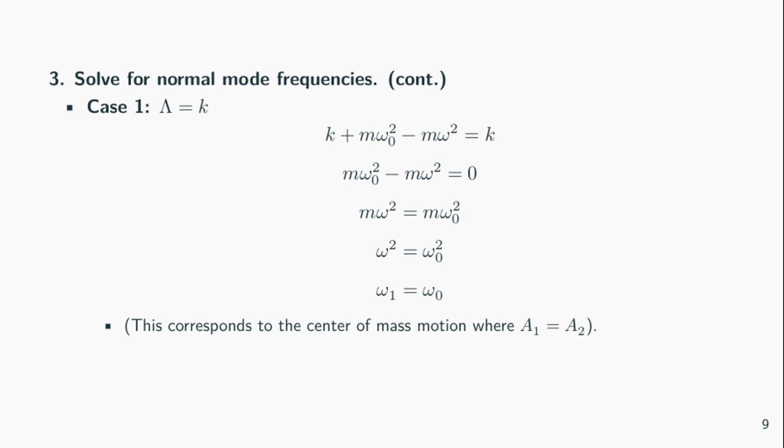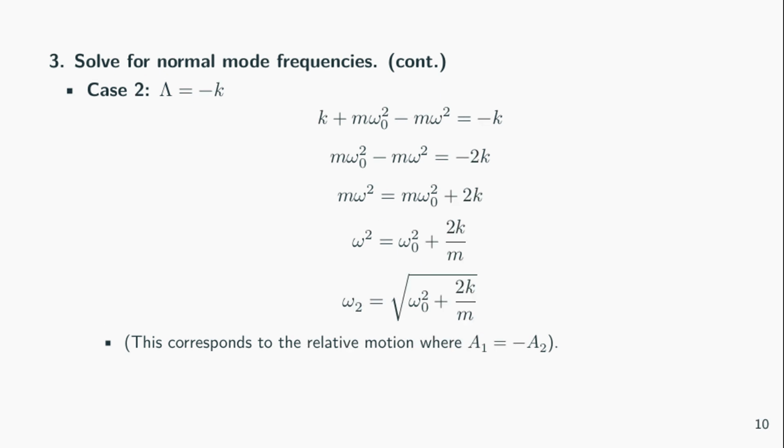What does this mode correspond to? If we plug lambda equals k back into the matrix equations for a1 and a2, we find that a1 equals a2. This means the two atoms move together in the same direction and with the same amplitude. This mode represents the motion of the center of mass of the molecule.